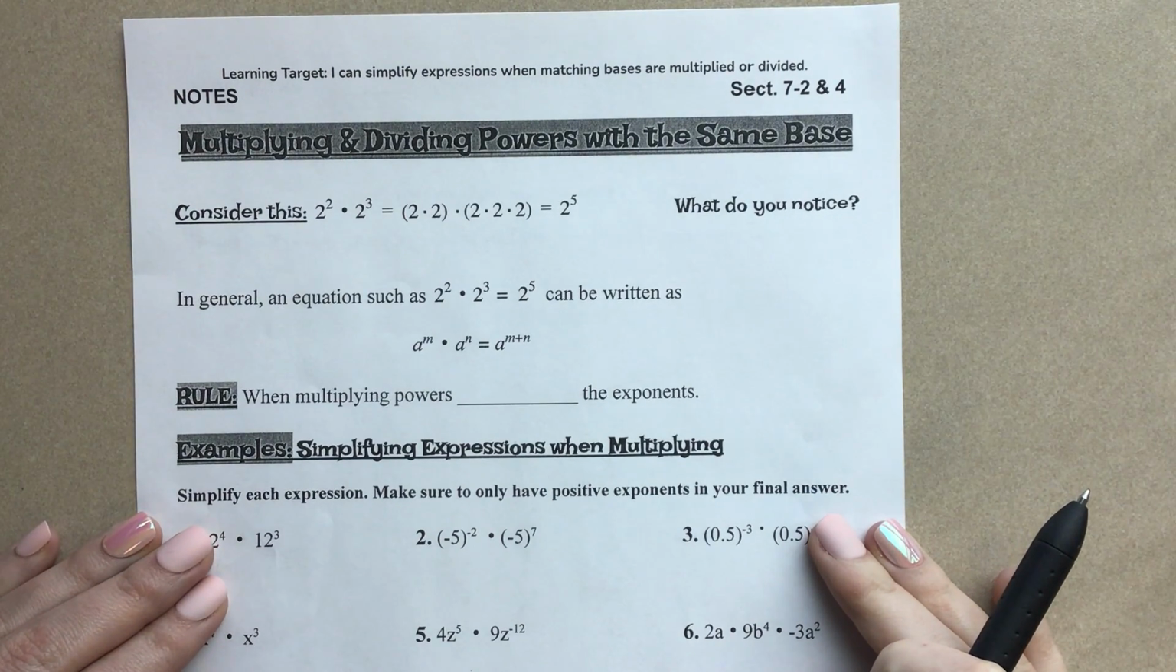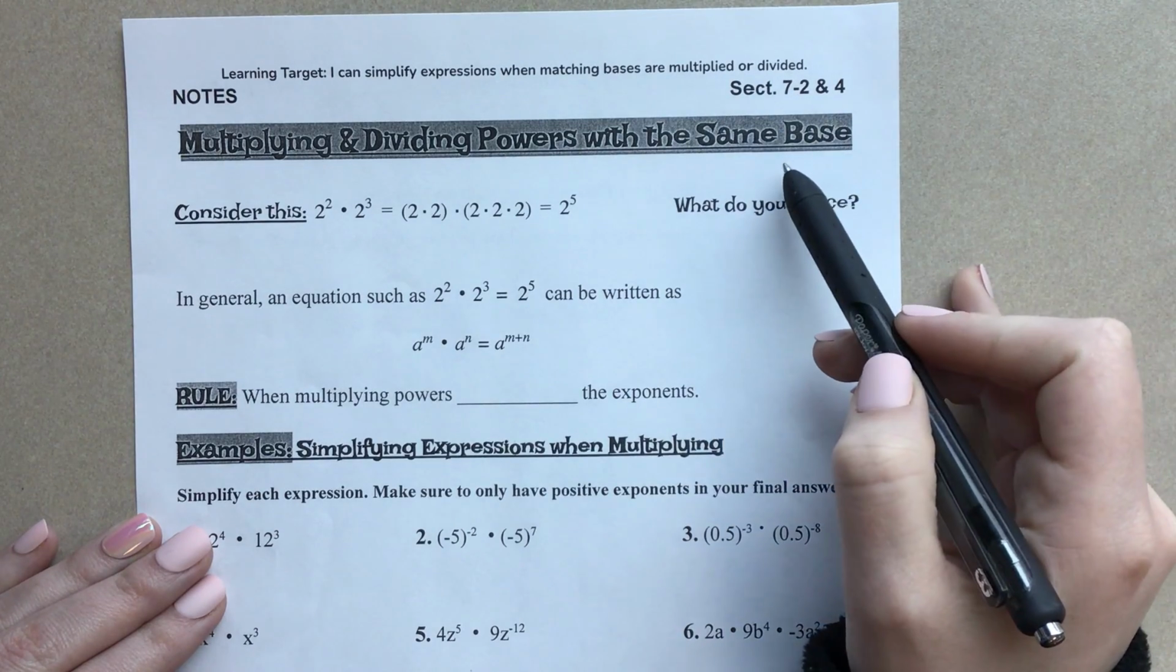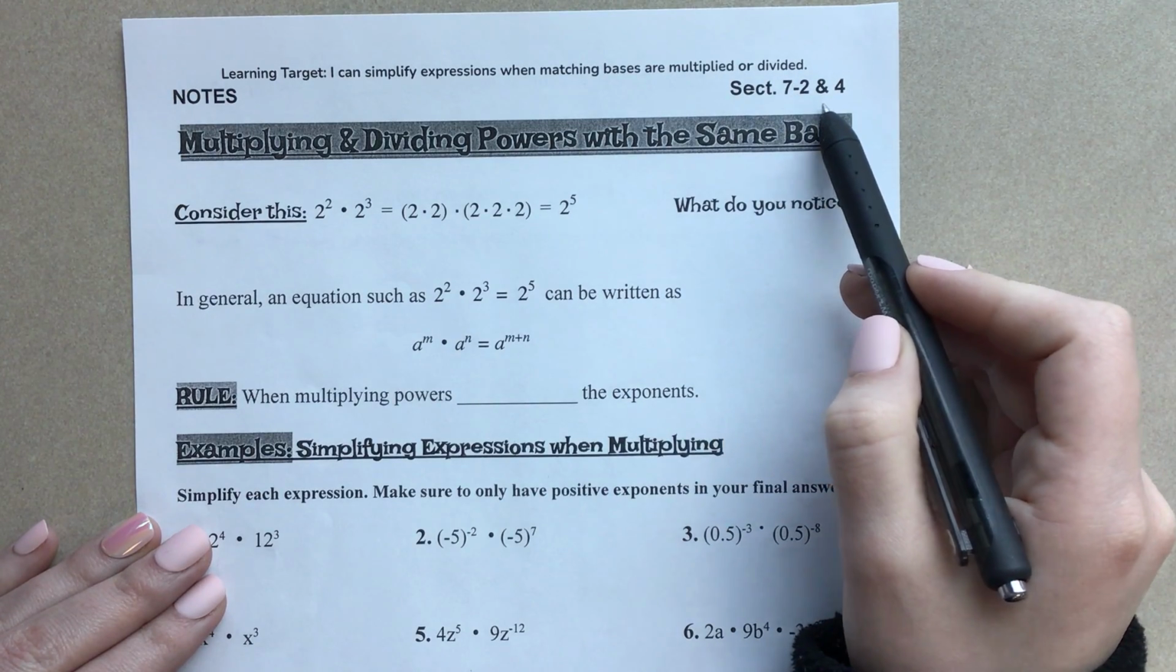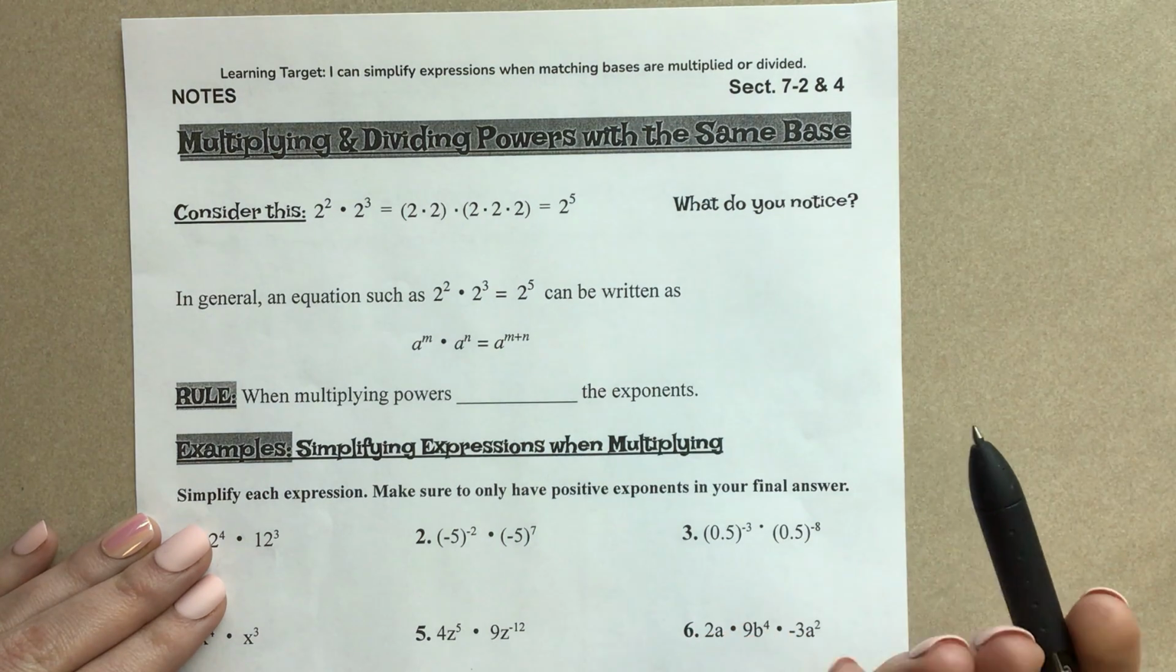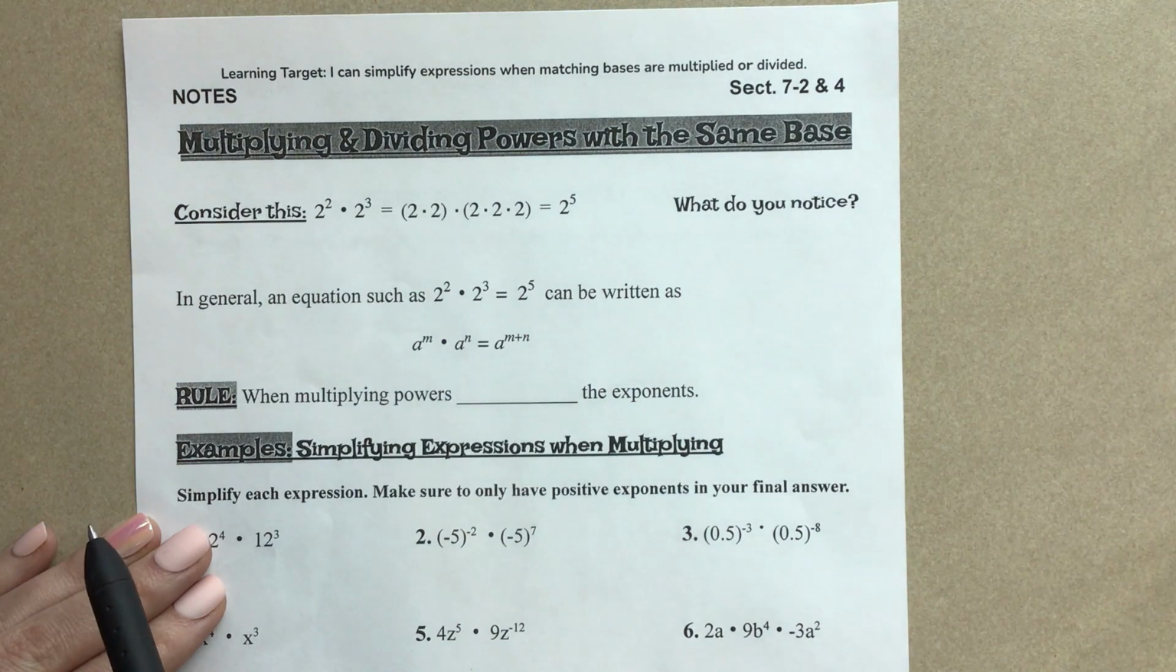Hello, algebra students, and we are in another section of Chapter 7. We are actually combining two sections, Sections 7-2 and 7-4, because the properties are going to be very closely related. So we're talking about multiplying and dividing properties with the same base. And what I'd like for you to be able to do is to simplify expressions when multiplying and dividing expressions with exponents in them.